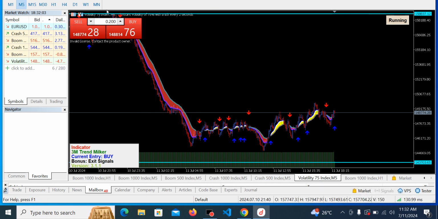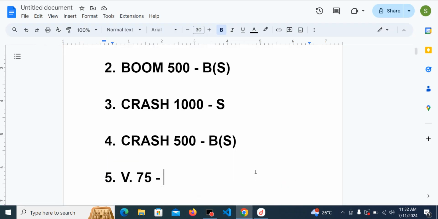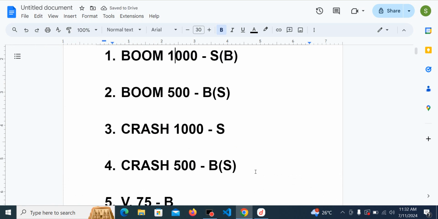Now let's check out volatility 75. This is volatility 75. It had been on downtrend for a very long time. It has not been able to break out from here, so it is going back on buy trend right now. So we expect it to buy more. Okay, so this should be giving us more of a buying opportunity than a selling opportunity.